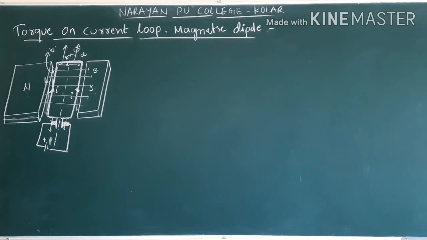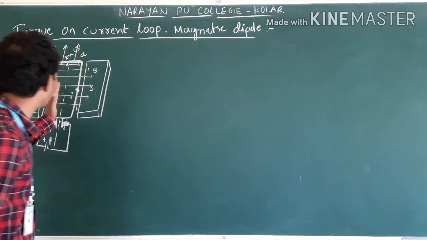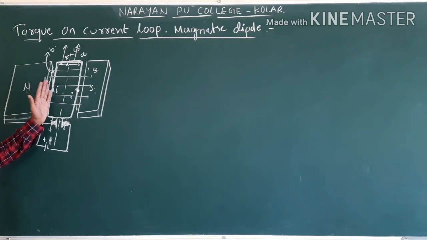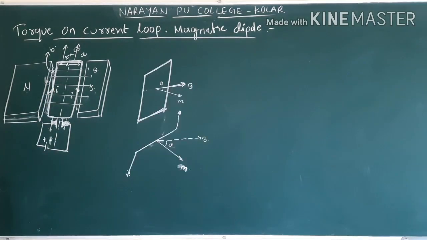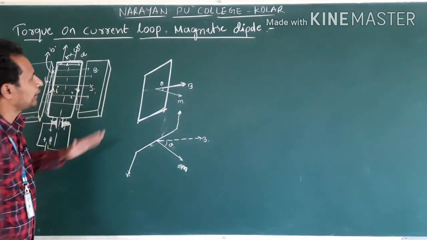Now what is happening? Torque develops, and then the loop starts to rotate. Now we will find the torque experienced by the loop. I will make another figure to understand and derive the torque equation. To understand this, I have drawn the frame like this.